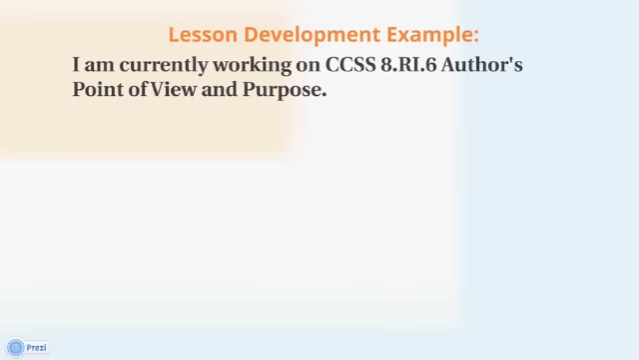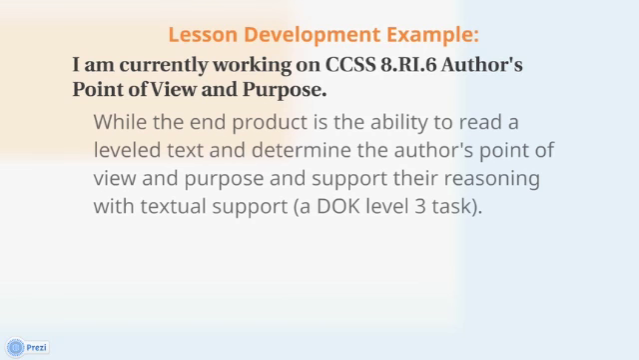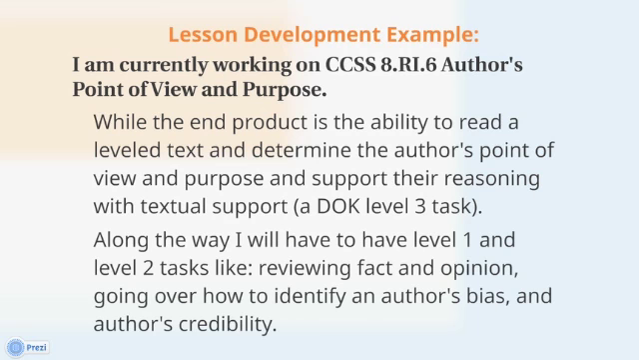So my example here, currently right now with my students, I'm working on author's point of view and purpose. The end product is going to be that the students are going to show their ability to read a leveled text and determine the author's point of view and purpose and support their reasoning with textual support. Now this is actually a level 3 task. However, along the way, building up to that final assessment, I will have to do some level 1 and level 2 tasks. For example, we're going to have to review fact and opinion. That's going to be vital when they're looking for the author's point of view or the clues to the author's point of view. We're also going to have to look at bias and author's credibility.